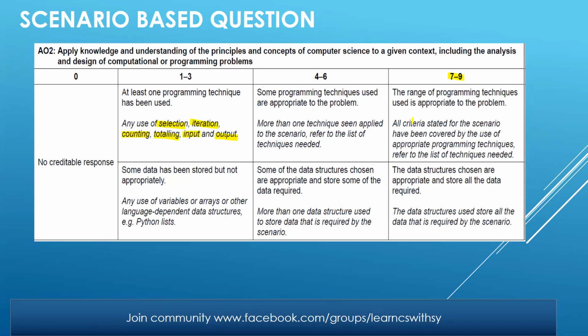It means if a student has analyzed all these things in his question and he is meeting all the criteria, so it means that he will definitely be scoring 7 marks to 9 marks. Another important thing is any use of variables or arrays or other language dependent data structures. Like, for example, if a student is writing not the pseudocode, but he is using Python or maybe any other programming language, then is he using the right structures? So if using the data structures as required to store all the data that is needed, then definitely he will be scoring 9 marks. So be very cautious.